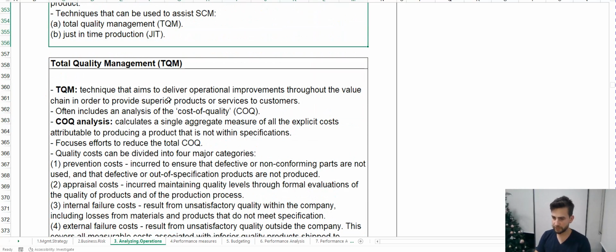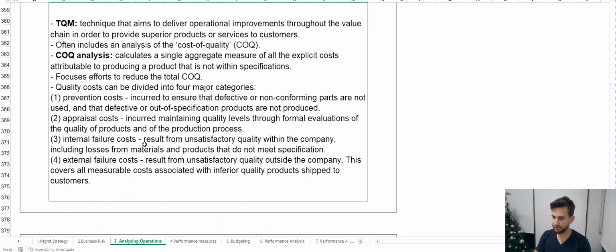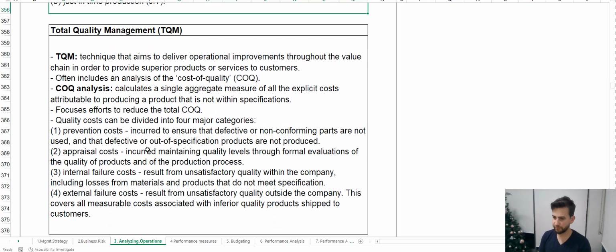So the first one is total quality management. This is something that was pioneered in Japan, and it's a technique that aims to deliver operational improvements throughout every single step of the value chain in order to provide superior products or service to customers. So the perfect example of this is Toyota. In the 70s and 80s, Japanese cars had a really bad reputation. It was kind of like how you think of Chinese cars today. Obviously that's changed significantly, but one of the driving factors was Toyota's total quality management, which is something that they implemented.